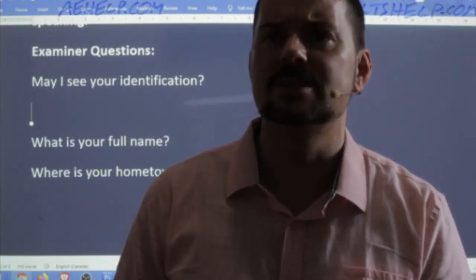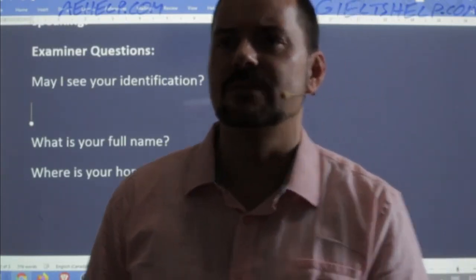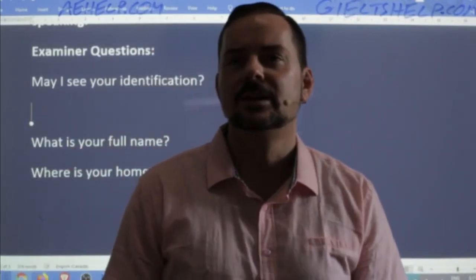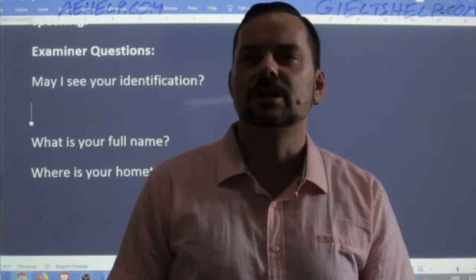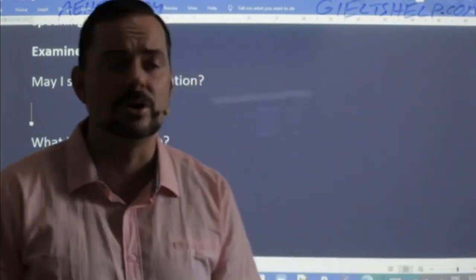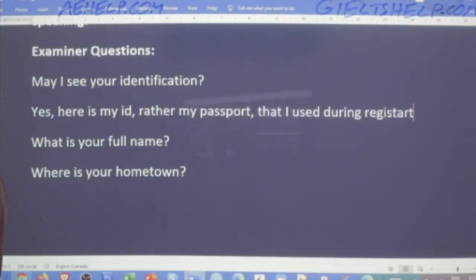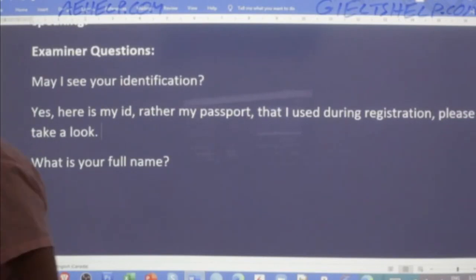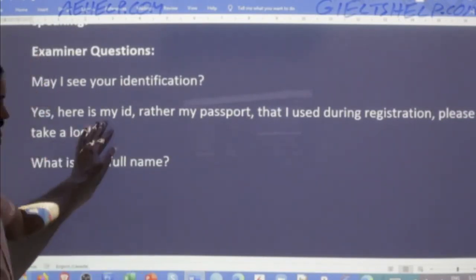Dilpreet says, yeah, sure. This is my identification that I used to register for the exam. Dilpreet, careful with your spelling. Kasir Shah says, sure, here's the ID I used for registration. Please have a look. Yeah, and you can use the question again, right? So instead of identification, you can say, yes, here is my ID, rather my passport that I used during registration. Please take a look. Okay, so I'm doing some nice iteration here, some nice paraphrasing.